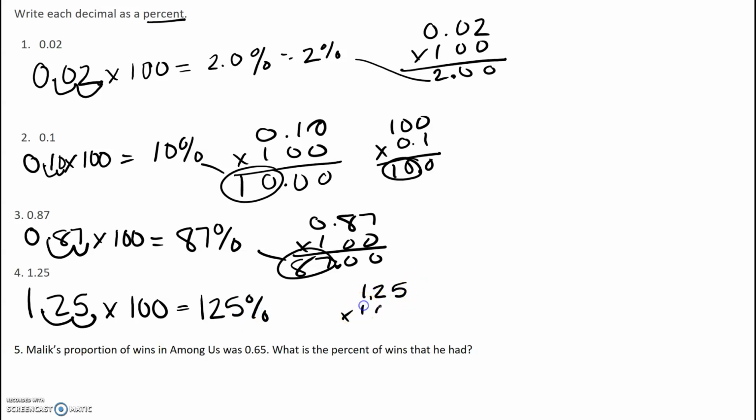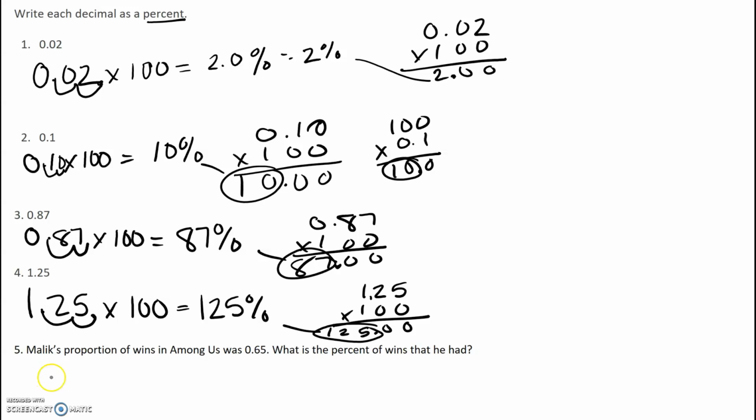1.25 times 100. Well, we know we don't have to worry about our zeros. 1 times 5 is 5. 1 times 2 is 2. 1 times 1 is 1. I still have 2 decimal places. So that gives me my 125. That is a valid percent. Anytime I have more than a whole, more than 1, I'm going to have a percent greater than 100.